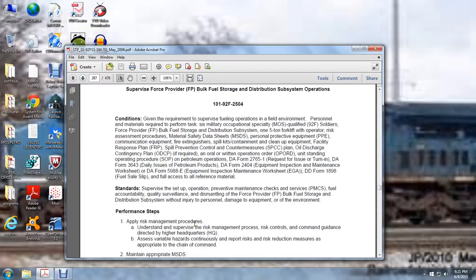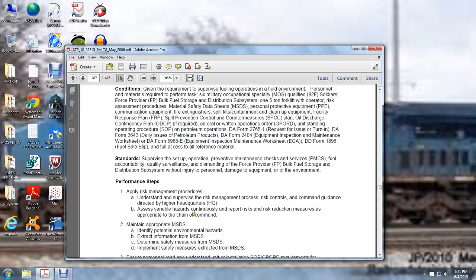Supervise the setup and operations, preventive maintenance checks and services, fuel accountability and quality surveillance, and dismantling of the force provider bulk fuel storage and distribution center without injury to personnel, damage to the equipment, or the environment. Apply the risk management procedures, understand supervised risk management processes, risk controls, and command guidance directed by higher headquarters, assess variable hazards, and continuously report risk and risk reduction measures appropriate to the chain of command.